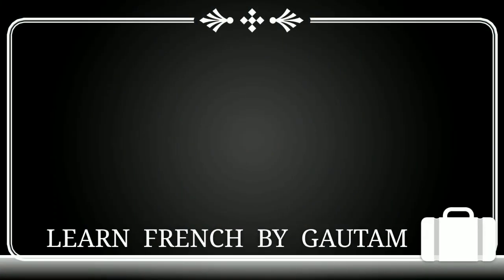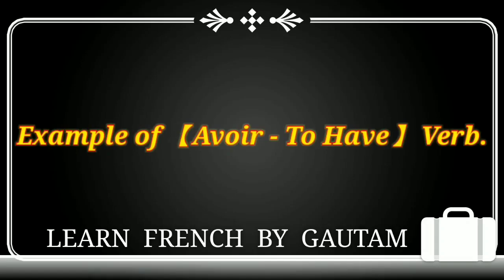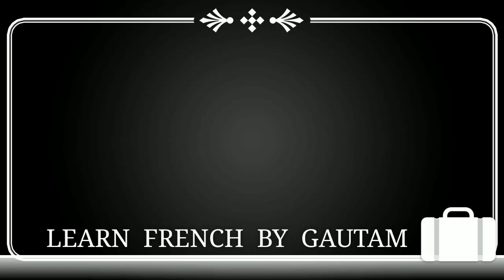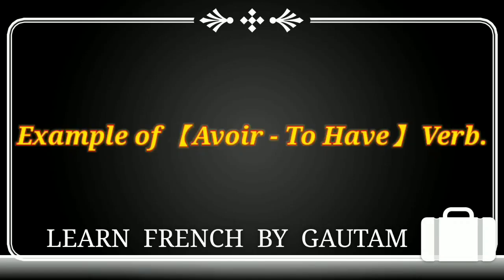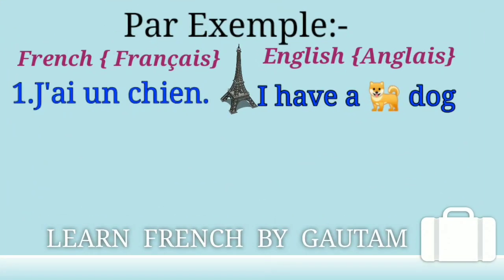Next part of this video, examples of the verb avoir. For example, in French and English. First one is j'ai un chien. J'ai, which means I have. Un is an indefinite article, which I told about in the last video. And chien is a dog. J'ai un chien. I have a dog.